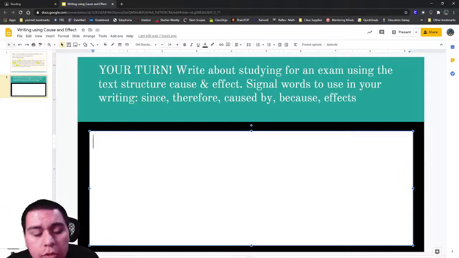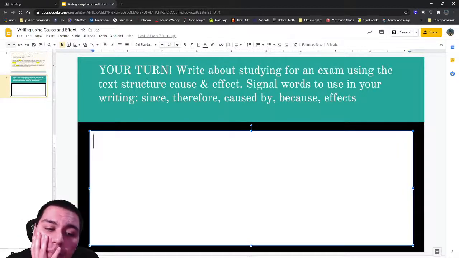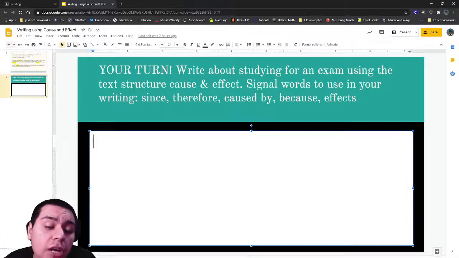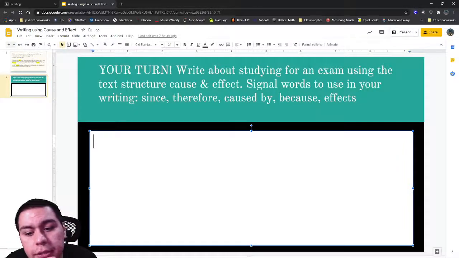Okay. No problem. Jada, what's up? Yeah, when you finish with the other writing, you turn it in, Jada. And the same thing with this one. When you finish the cause and effect writing, go ahead and turn it in.